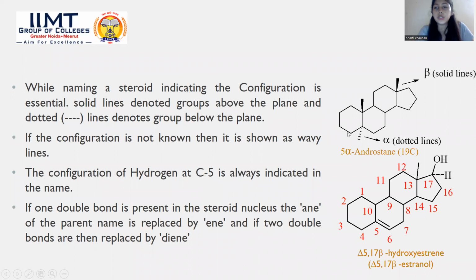The configuration of hydrogen at carbon 5, I'm talking about this dotted line, you can write as 5 alpha androstane. This is an example of a steroid. So if one double bond is present in the steroid nucleus, the ane of the parent name is replaced by ene. If two double bonds are present, then it is replaced by diene. If three double bonds are present in a structure, then it is named as triene. I have taken this example; you can understand by this. There is a double bond, so you can write this as ene. Here you can see.